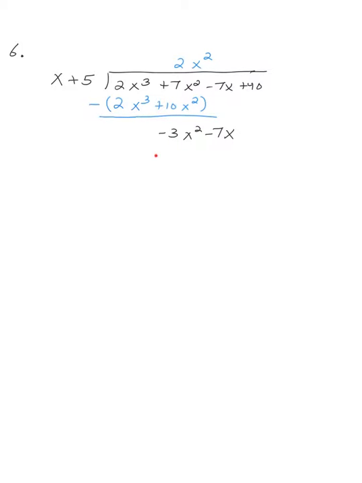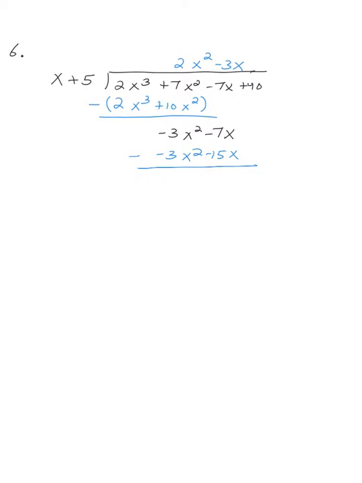I want to have a negative 3x squared here. What do you multiply x by to get negative 3x squared? And the answer is negative 3x. Because negative 3x times x gives me negative 3x squared. I'll write that here. And negative 3x times 5 is negative 15x.